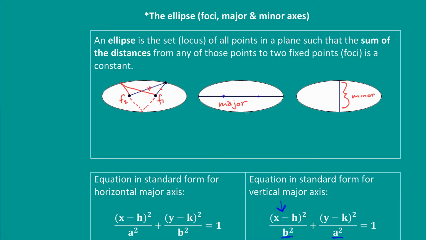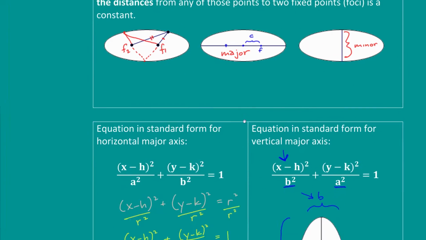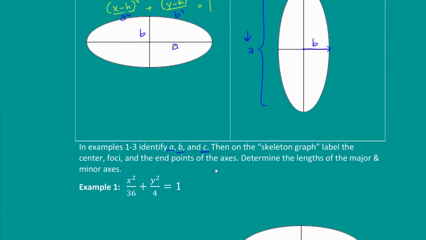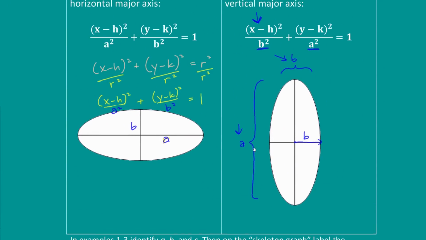So first we have to identify what our major axis is. We find our center, and we move some distance from the center. That distance from the center to our foci, this distance right here, that's our C value. So how the heck do we find that C value?